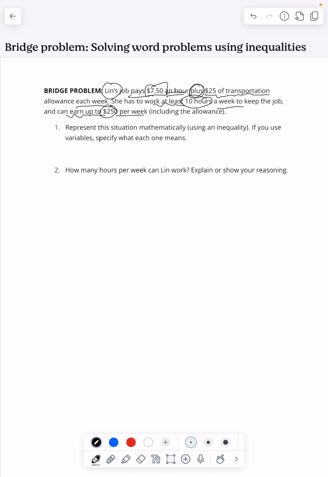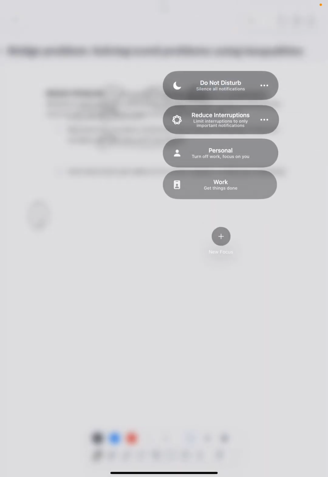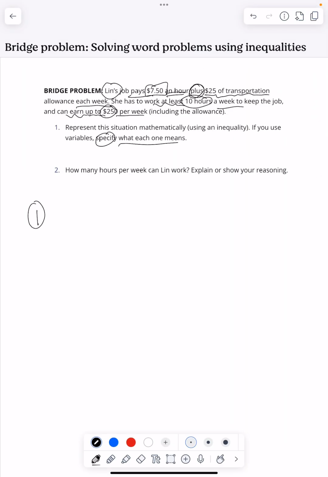Number one says to represent the situation mathematically using an inequality and if we use any variables, to specify what those variables represent. So in this case, we know that Lynn will be making $7.50, right? In this case, they're saying every single hour, so that'll be times H, right? So $7.50 for every hour, and it says plus, right? They're gonna give her a $25 allowance.